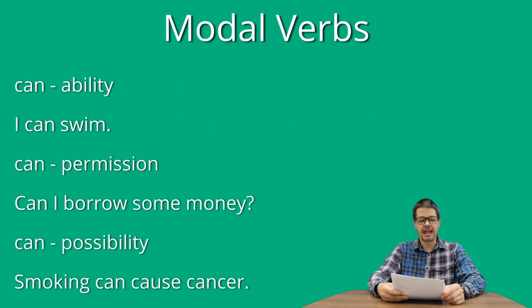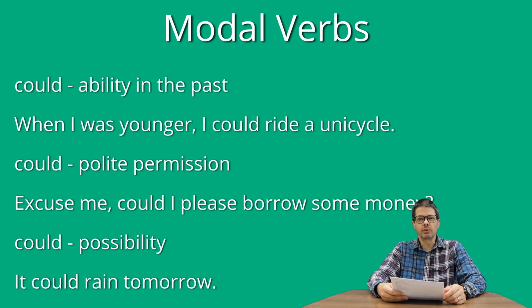Or must also shows logical conclusion or certainty. You must be very tired after working all day. Must not now shows prohibition. You must not smoke within 10 meters of a bus stop in Korea. Good. Can shows ability. I can swim. I know how. And also we use it to give permission. Can I borrow some money? I'm asking permission. Or to show possibility. Smoking can cause cancer. That's a better sentence.